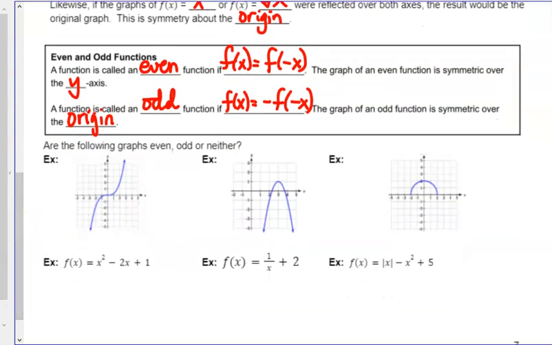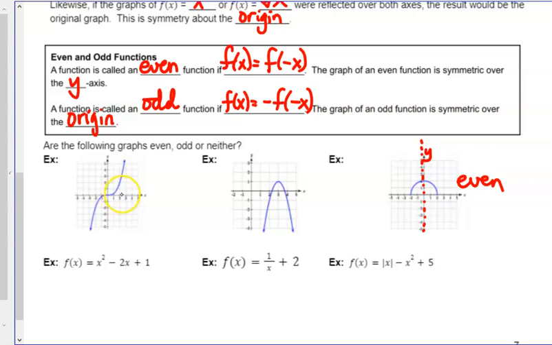Now, you can look at this in a function notation form, or you can also look at it in a graph form, okay? If you look at this one, it's very easily seen that that's the mirror over the y-axis. So we would constitute this as an even function. Looking at this guy right here, if I were to flip it over the x and then flip it over the y, then I'm going to get back the original.